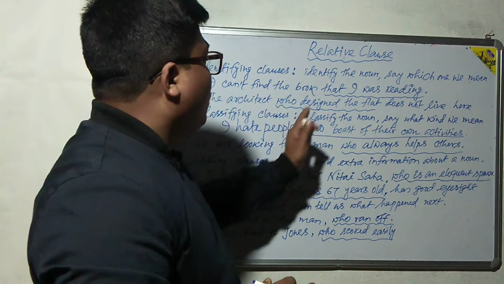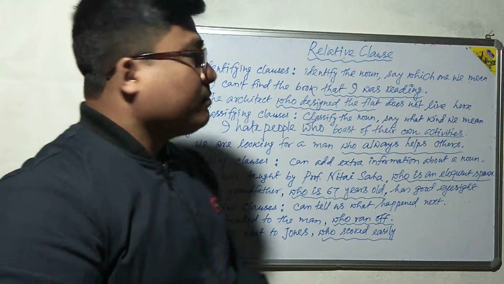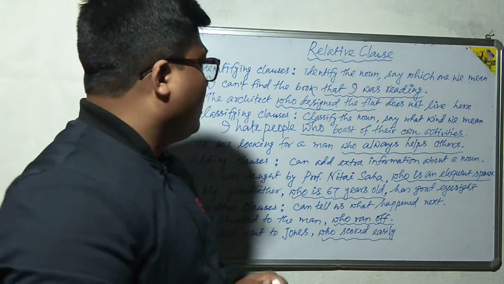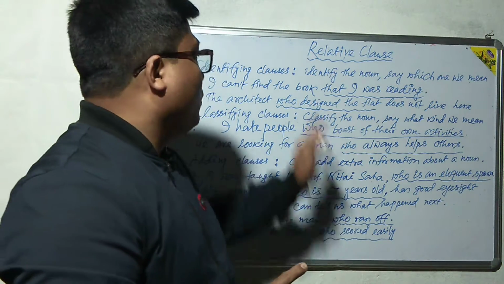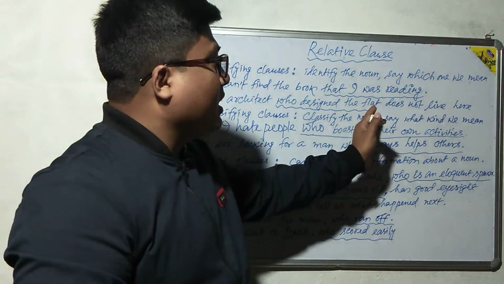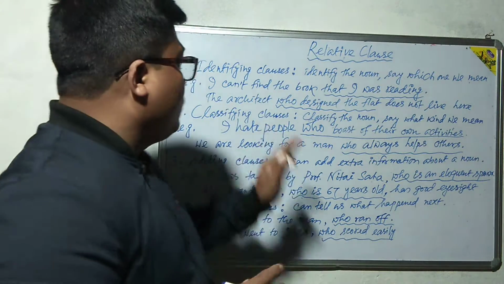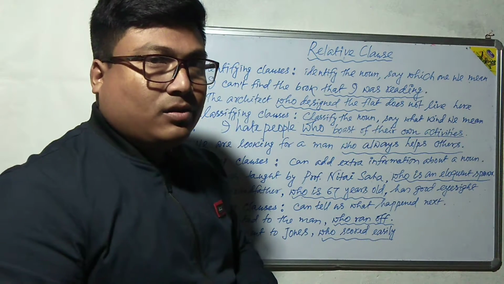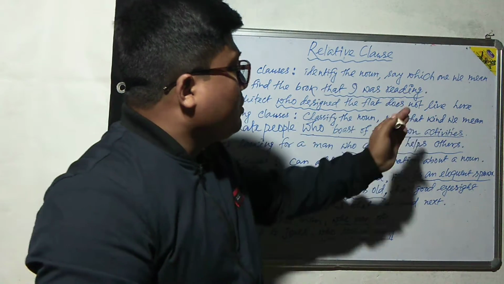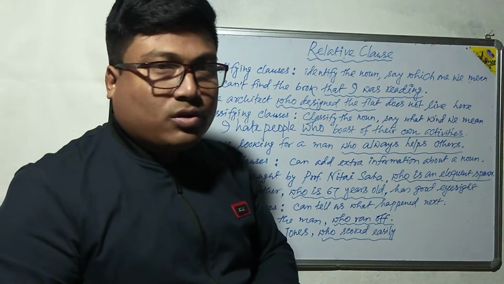The architect who designed the flat does not live here. Which architect am I talking about? The architect who designed the flat. So, the relative clause who designed the flat helps to identify the noun. Here the noun is the architect. In the previous example, this relative clause also helps to identify the noun. Here the noun is the book.